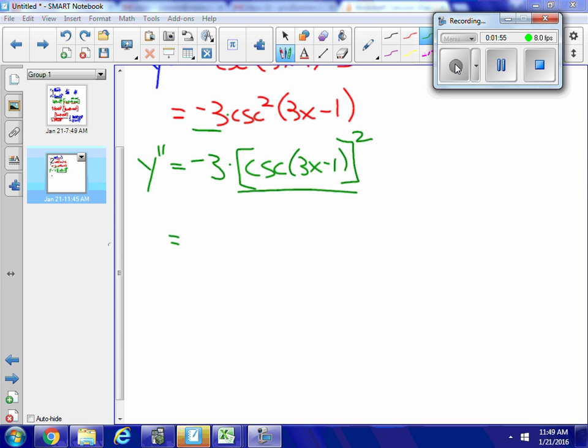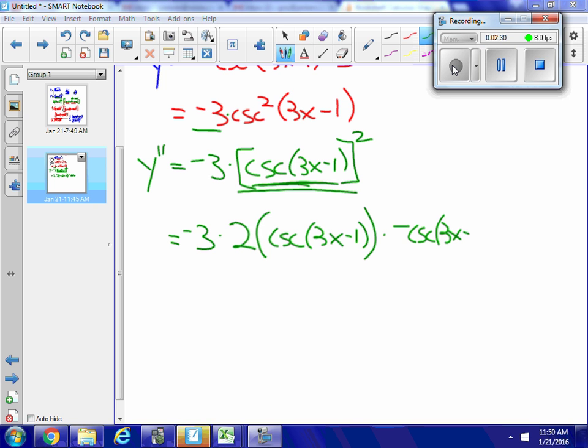So now I have negative 3 times the derivative of this. I'm going to start out using the chain rule, working outside in. So I have 2 times cosecant 3x minus 1, times, now I have to start working on the inside here. The derivative of cosecant is negative cosecant cotangent. So I have negative cosecant 3x minus 1 cotangent 3x minus 1.